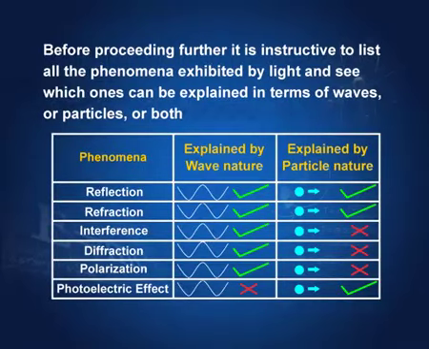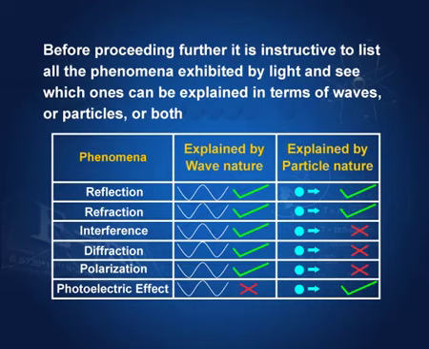Now, before proceeding further, let us see what are the phenomena which can be explained by waves, which can be explained by particles, and which can be explained by both waves and particles. So, we have listed the phenomena associated with light, and then we have tick marks for the possible explanation. Reflection is possible both on wave theory as well as on particle theory, on wave nature as well as particle nature. Refraction again is possible to explain on wave nature as also on particle nature.